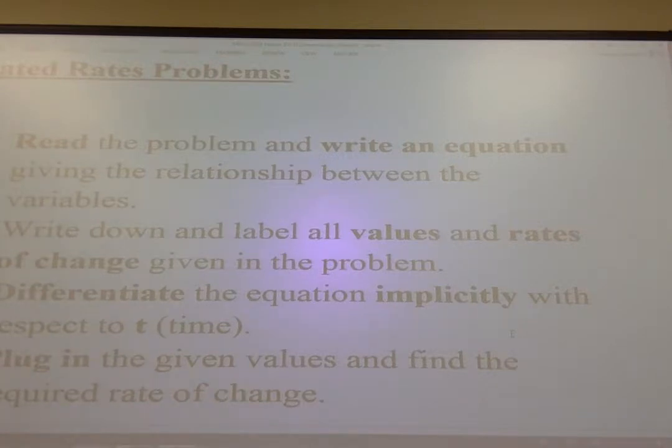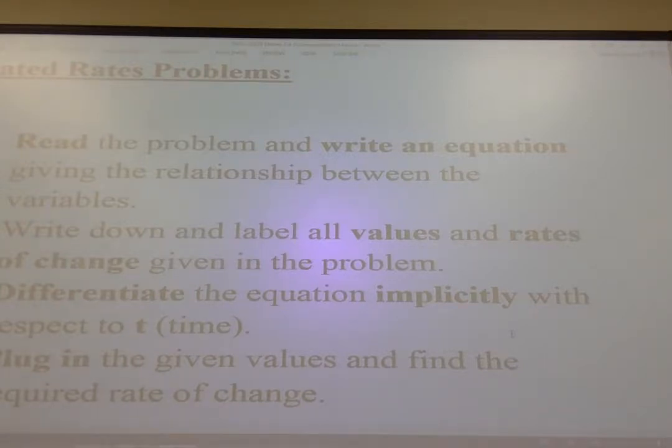Read the problem and write an equation giving the relationship between the variables. Okay? Write down and label all values and rates of change given in the problem. Differentiate the equation implicitly with respect to time. Okay? Plug in the given values and find the required rate of change. Okay? So let's see if we can apply that.